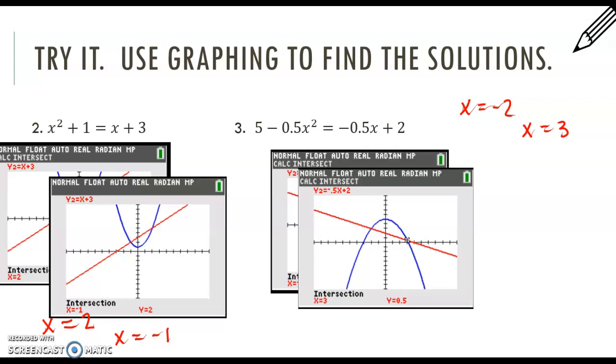You will be graphing to find solutions on tonight's homework, and please make sure you have a graphing calculator handy when you do so.